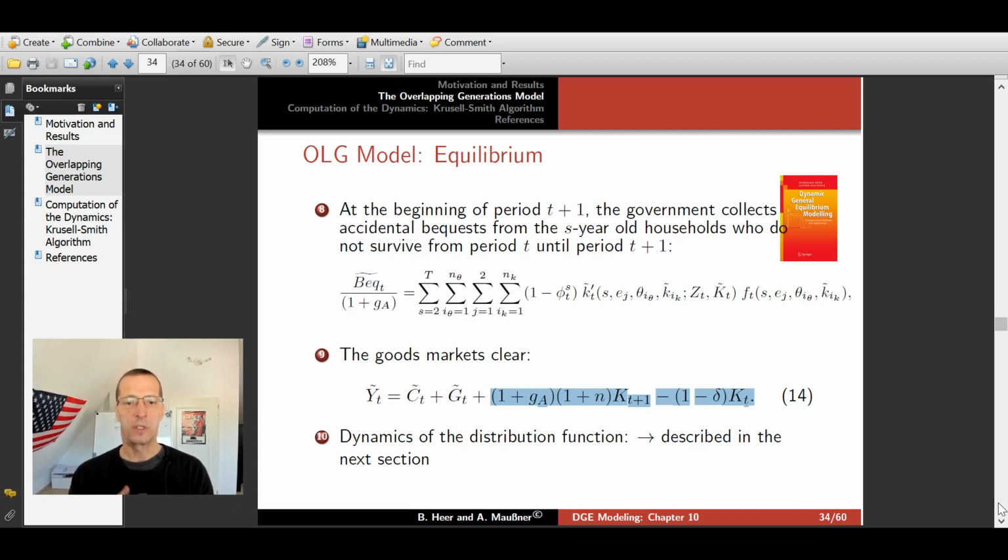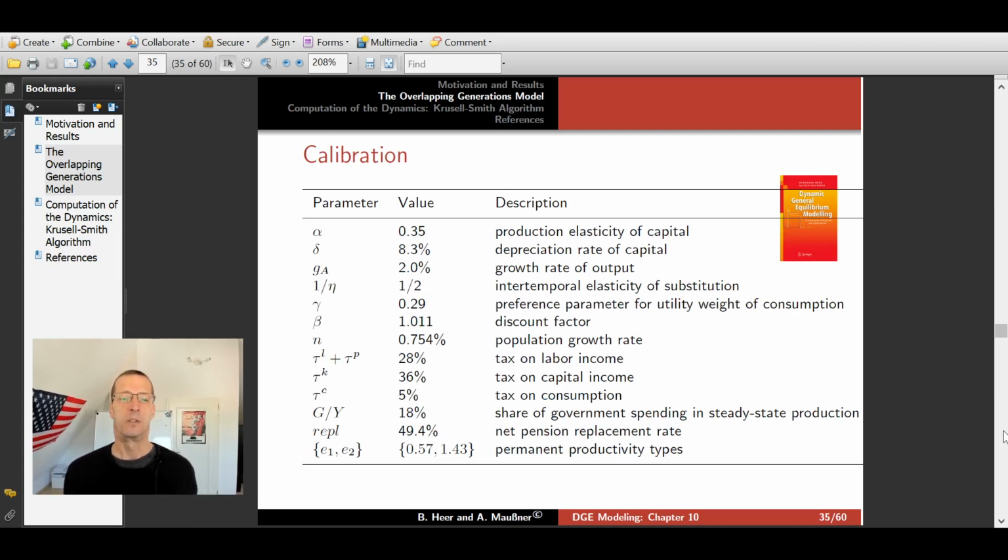And to close the description of the equilibrium, we need to describe the dynamics of the distribution function, which will take place in the next part of this talk when we look at the computation of the dynamics with the help of the Krusell-Smith algorithm. So let me go through the calibration quickly before I get to the final part of this talk, the Krusell-Smith algorithm. We choose a production elasticity of capital equal to 0.35 and a depreciation rate of 8.3.